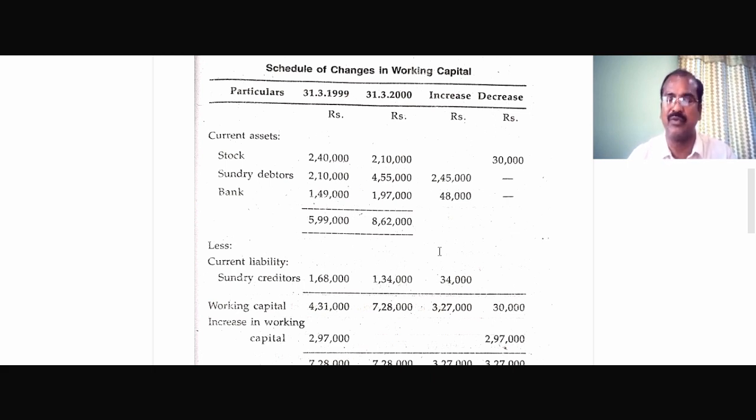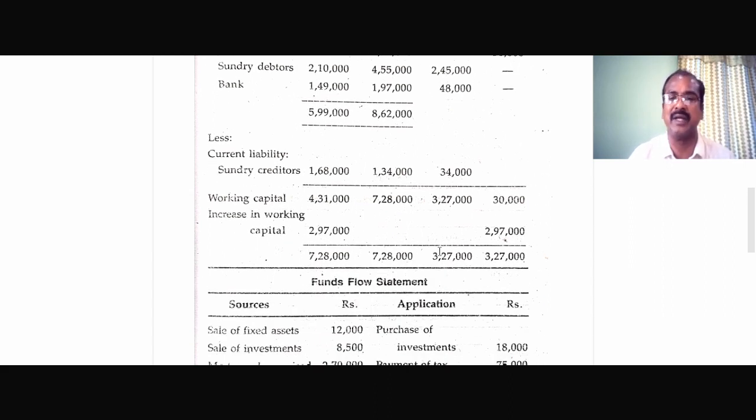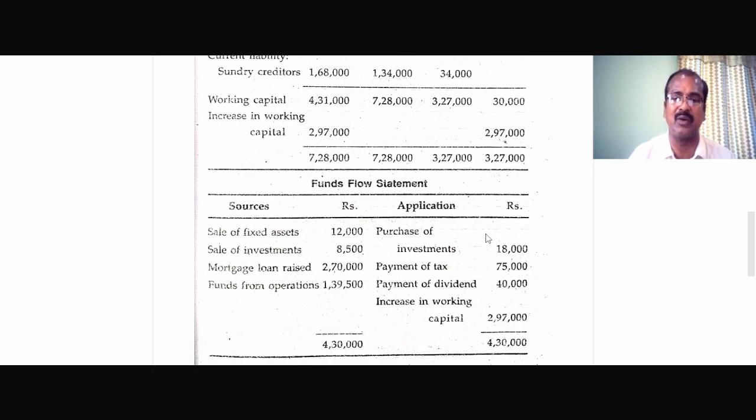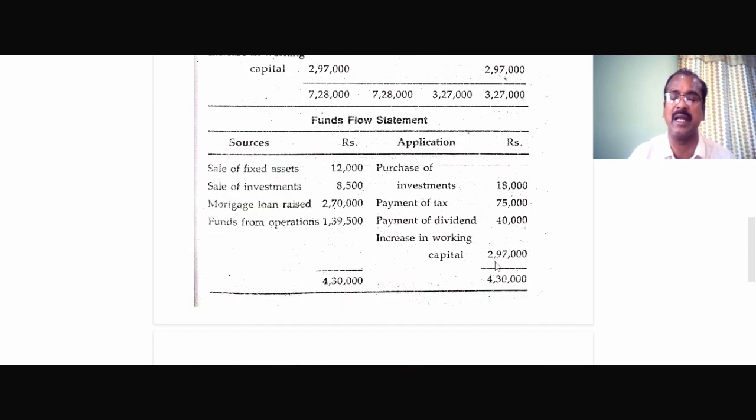So keeping in mind the four formulae, they have prepared the schedule of changes in working capital and the resultant figure of this particular schedule is increase in working capital amounted 2,97,000. Increase in working capital is also an application of funds which would be taken over to the funds flow statement and written under the application side if you prepare the funds flow statement in T format. That is what they have done here. See the increase in working capital.